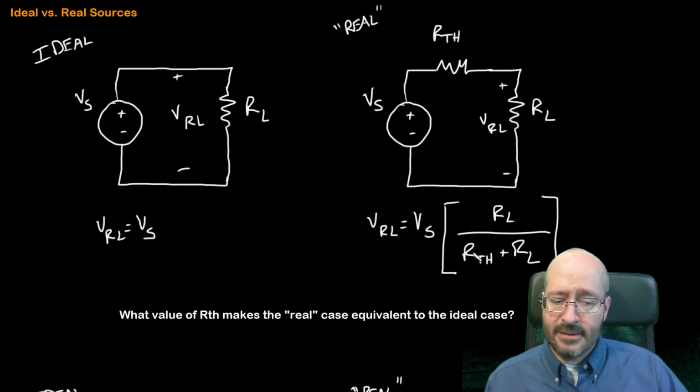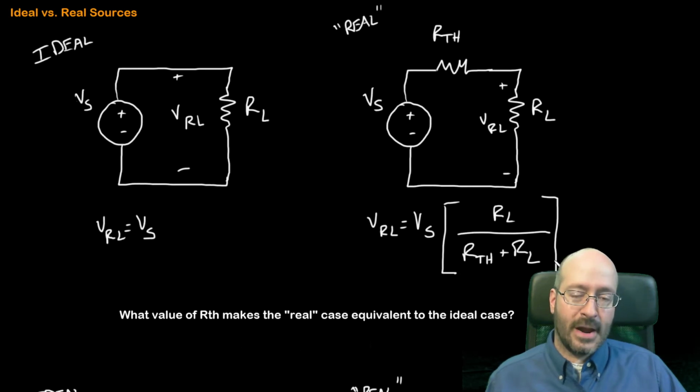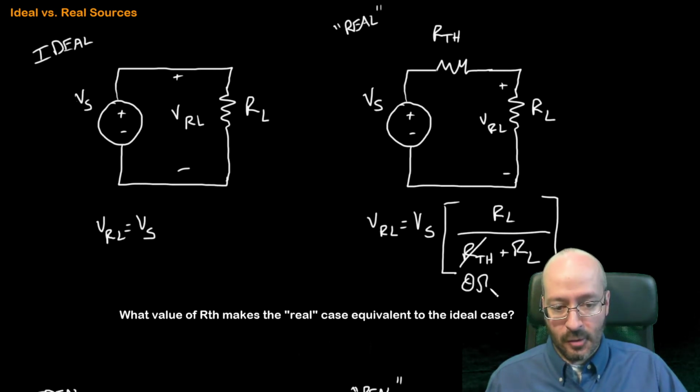So look at this ratio here. If I want VRL to be equal to VS, all of this stuff in brackets needs to be 1. And if I'm going to make that 1, then it needs to be RL over RL. And if that's RL over RL, then R Thevenin has to be 0 ohms.